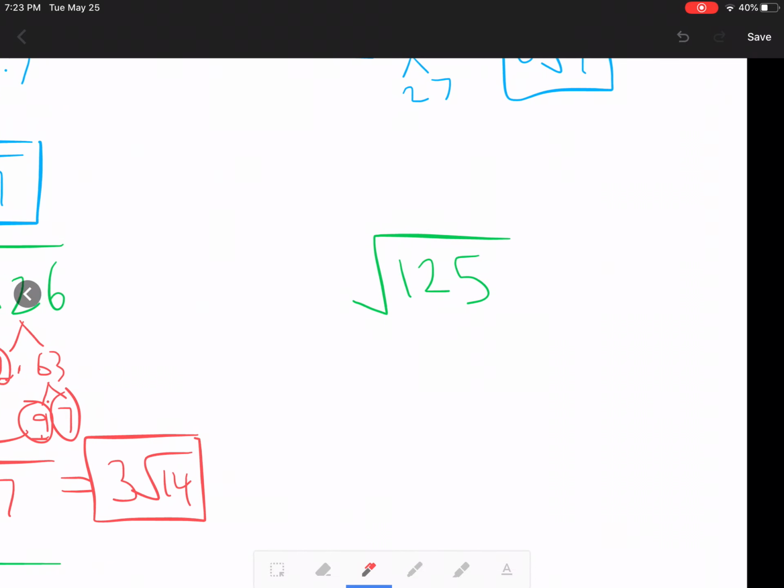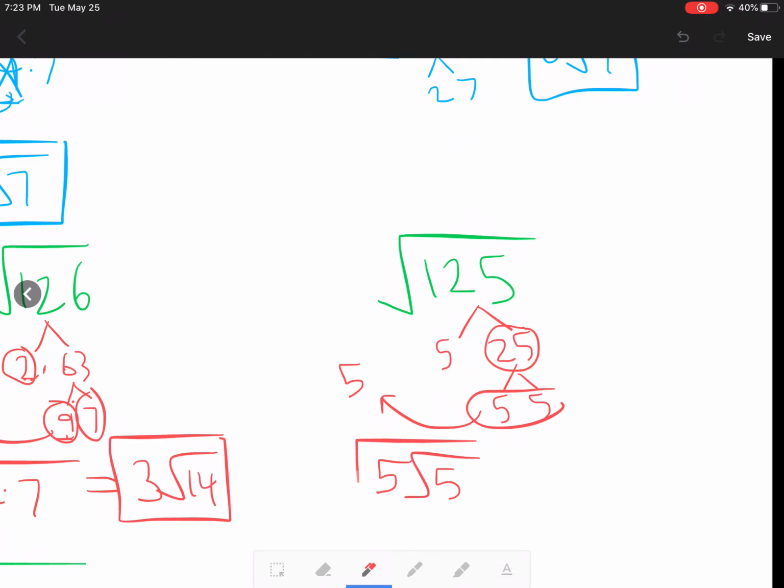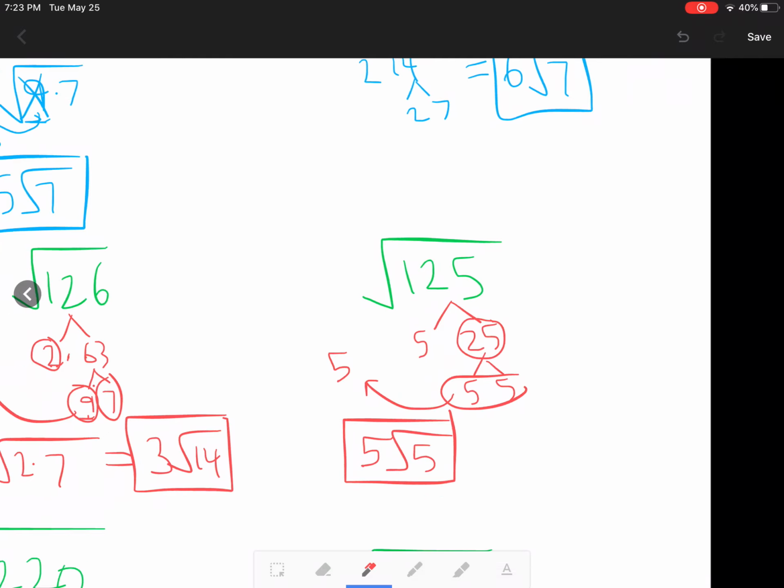Then, let's take a look at something like 125. Again, break it down into smaller numbers. Here, I know a 5 will come out of it, and when I do that, I'll get 5 times 25. I can pause, I know that this is 5 squared, but actually, let's go a little further. Let's write it out. Now, everything's in its prime factorization, and I see 2 5s that will come out as just 1. So this will leave me as 5 square root 5. Again, box it, walk away.